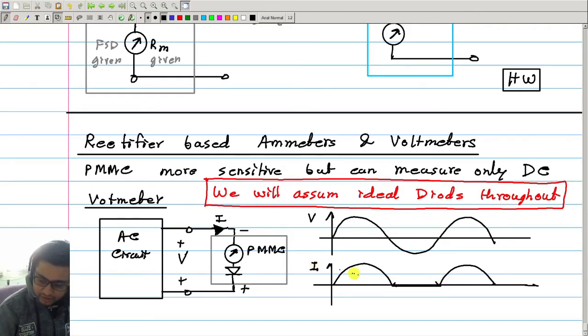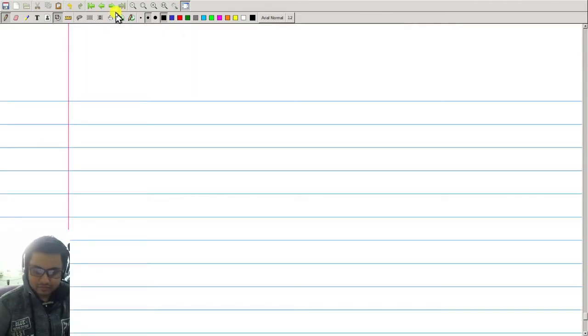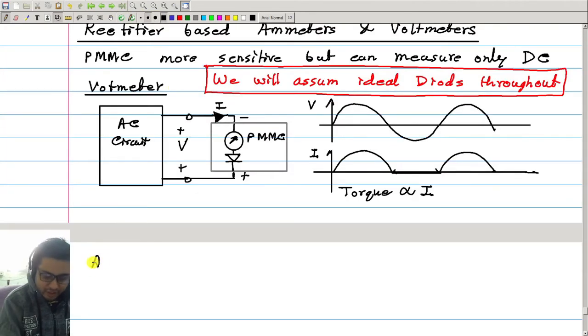Okay, fine. So this is the current waveform, and now if the current is changing and if we are using a PMMC meter, then the torque is also changing. So current is changing, torque is also changing. Torque is proportional to the current I, and how much will be the average torque? So average torque, average electromagnetic deflecting torque, TD.